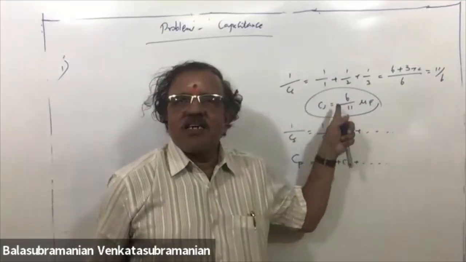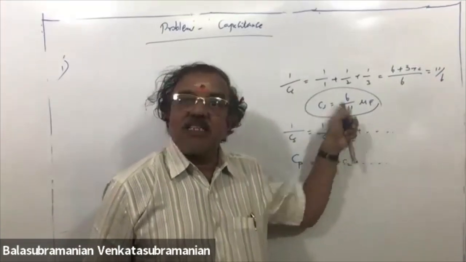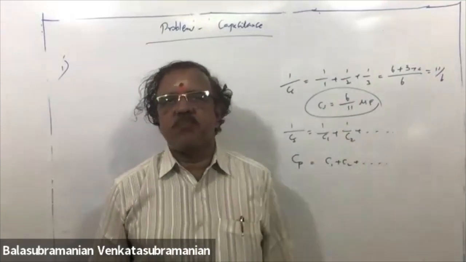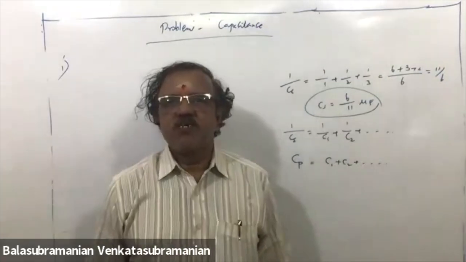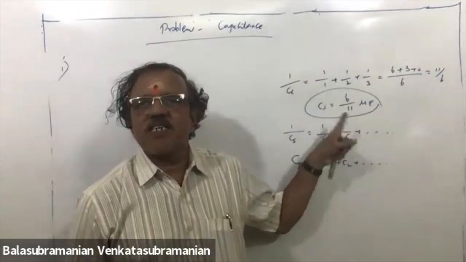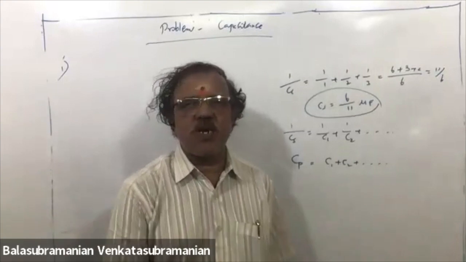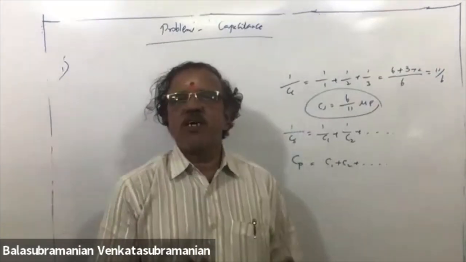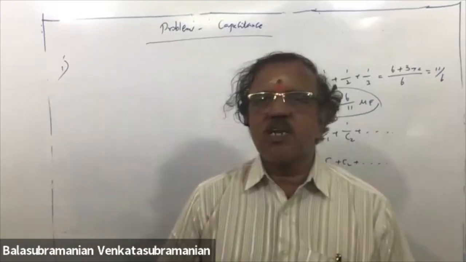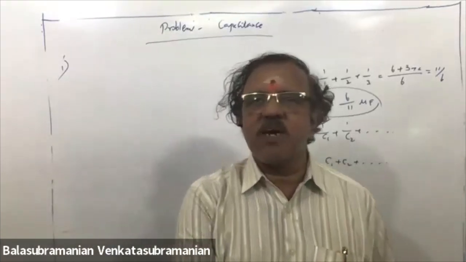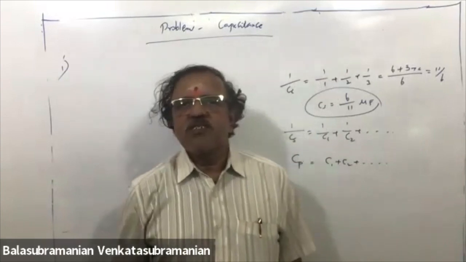The resultant here is lesser than the least value in the problem. Least value in the problem is 1 microfarad. So the resultant in series connection is 6 by 11, which is lesser than 1. So like that you can remember. When you calculate, the resultant will be lesser than the least value in the case of series connection.